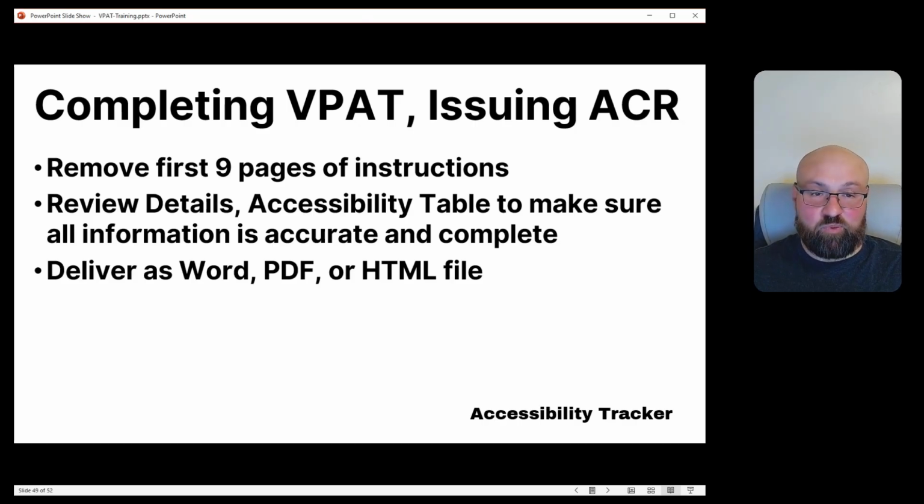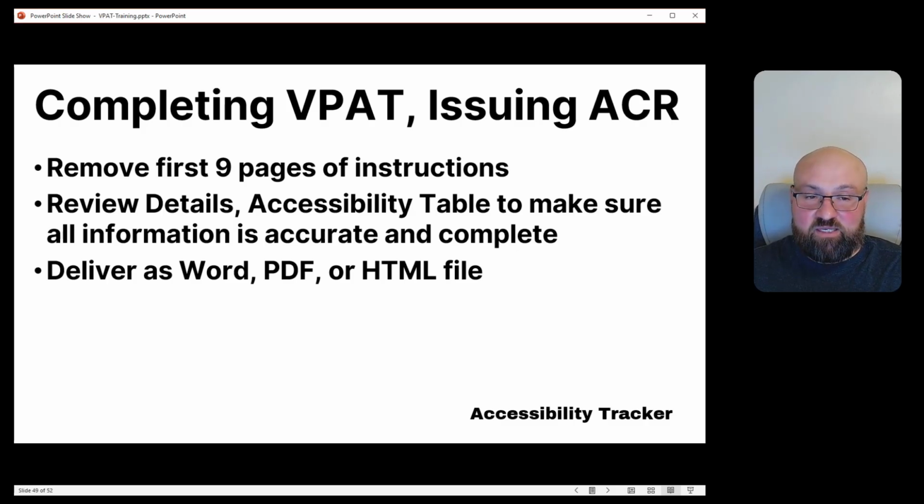So then here for completing the VPAT and issuing the ACR, here are just some final considerations. You want to remove the first 9 pages of instructions because these are just instructions. We don't need to include this in the ACR, so you do need to remove them. Also, make sure that the document itself is accessible. It should be if you've used the template, but just make sure that the document is accessible and that you haven't done anything to introduce an accessibility issue. Also, pay attention to whether or not you're converting into a different type of format. Just keep that in mind.